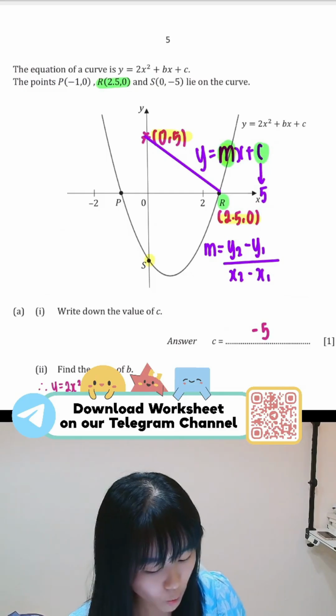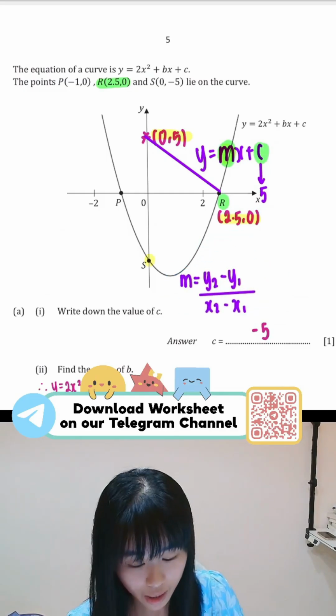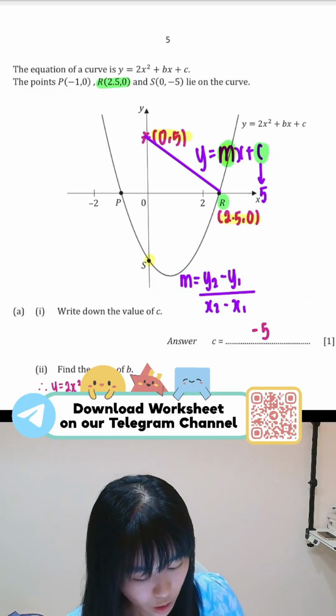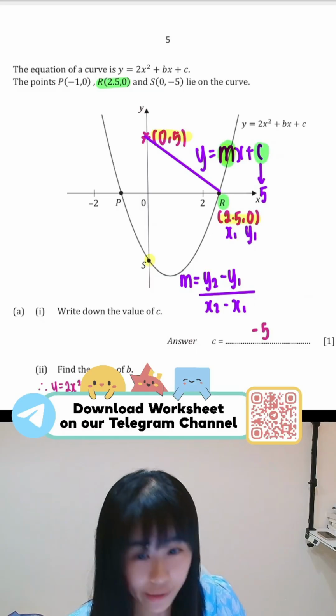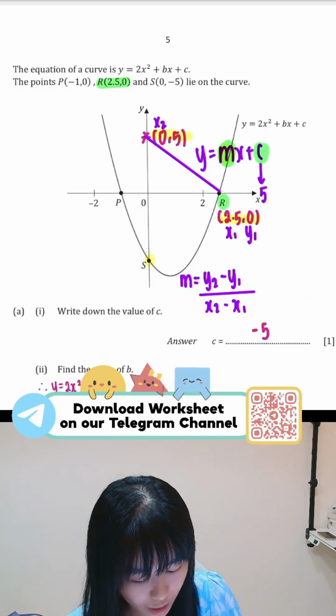So what are your y and what are your x? You can label it. Let's say, for example, if you want to label this as your x1, then this must be your y1. If this is your x2, then this must be your y2.